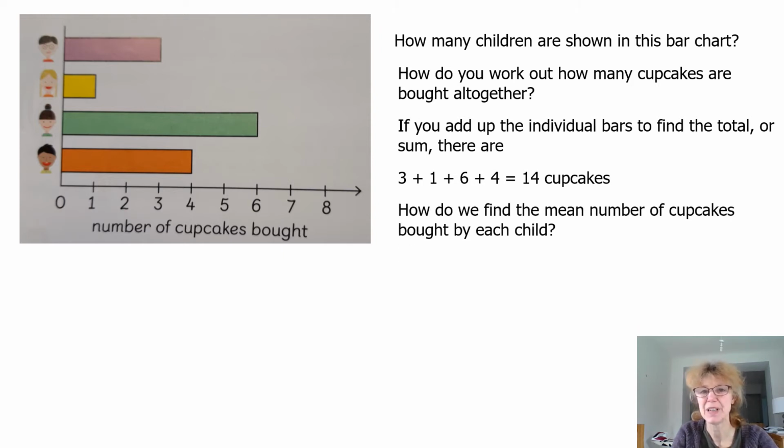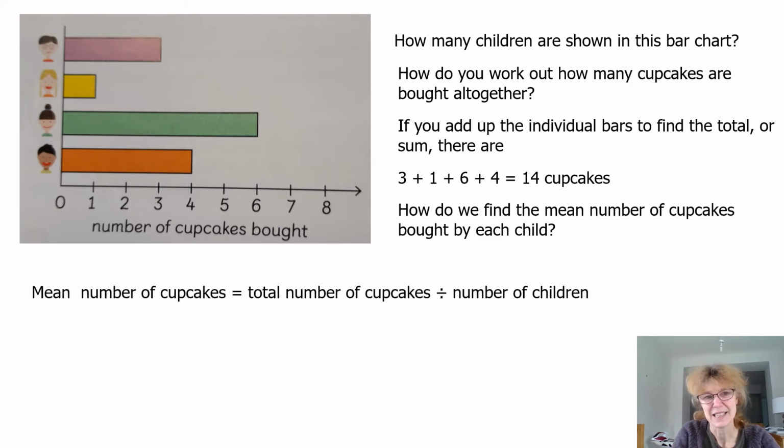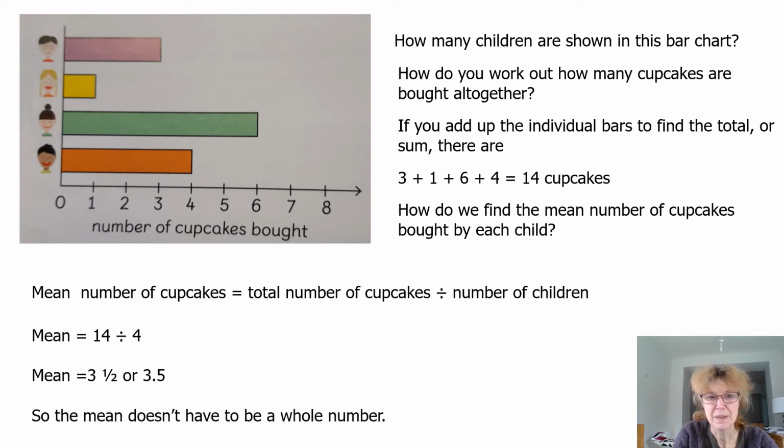How do we find the mean number of cupcakes bought by each child? What calculation do we have to do? Okay, so the mean number of cupcakes bought by each child is equal to the total number of cupcakes divided by the number of children that we've got. So the mean number of cupcakes is 14, the total number of cupcakes, divided by 4, the number of children. So 14 divided by 4 is 3.5, or 3 and a half. So we can see in this example that the mean doesn't have to be a whole number. It can be a fraction, 3 and a half, or a decimal fraction, 3.5.